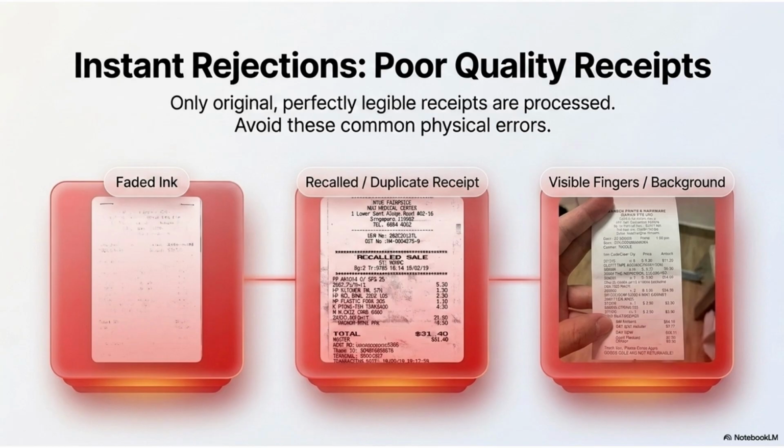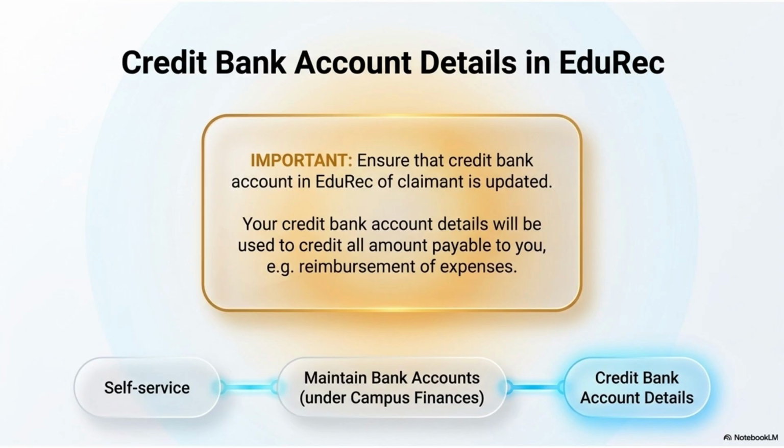All right, we are literally at the finish line, but there is one final, crucial administrative chore you cannot forget. Even if your 7-page stack is a literal masterpiece, the finance team cannot physically send you the money if your personal credit bank account details aren't actually updated and active in EduRec. So before you even hit send on that 10-megabyte PDF email, log into EduRec, navigate to Campus Finances, and just double-check that your account details are correct.